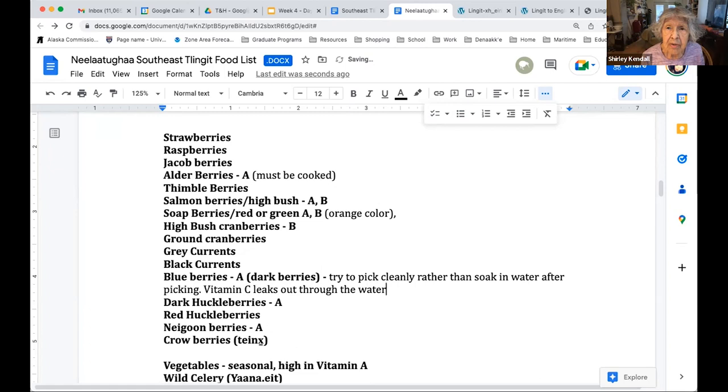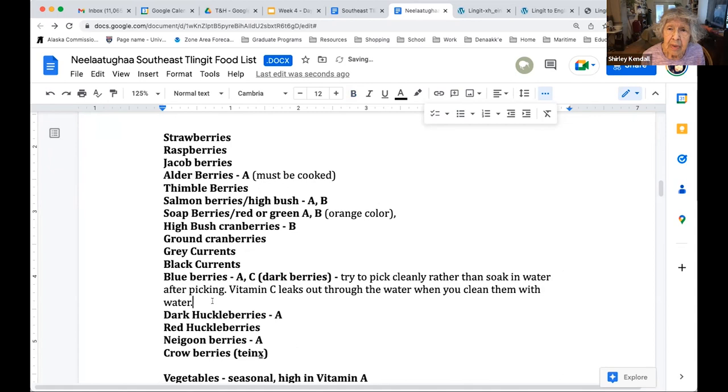So when you cook the berries, any of them up to a jam, you probably lost all the water-soluble vitamins, but the vitamin A and those fat-soluble ones are probably still in there to make jam or something.